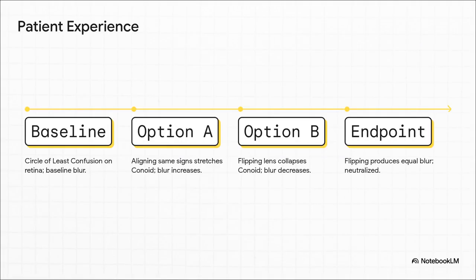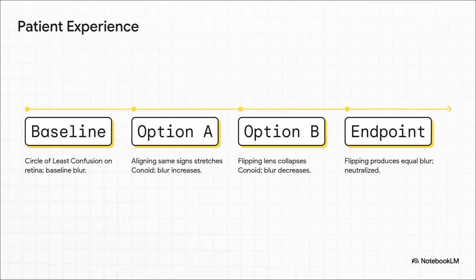Let's walk through what the patient is actually experiencing while you do this. At baseline, the circle of least confusion is on the retina, which gives them a baseline level of blur. If you introduce the cross and align the same signs, let's say plus over plus, you stretch that optical accordion. The focal lines move apart, the circle of least confusion gets physically larger, and the blur increases.